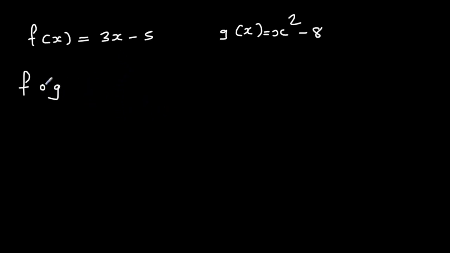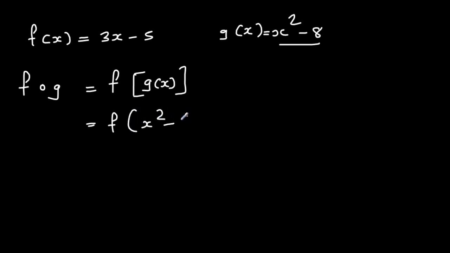So this f of g means I can say g is inside f, and I can represent that information like this: g is inside f. So this will look like this, and now I will substitute the value of g of x. So what is g of x? That is x square minus 8. So I will write here x square minus 8.